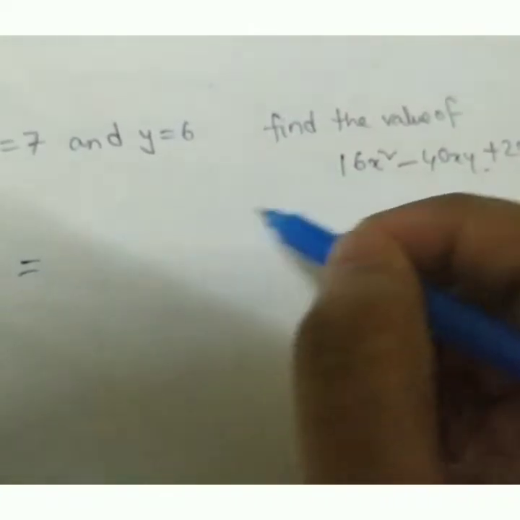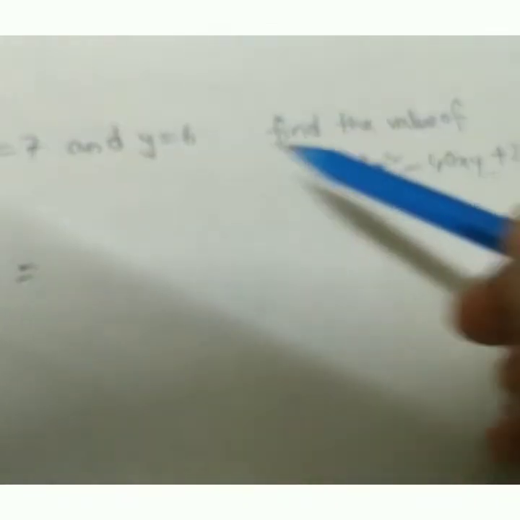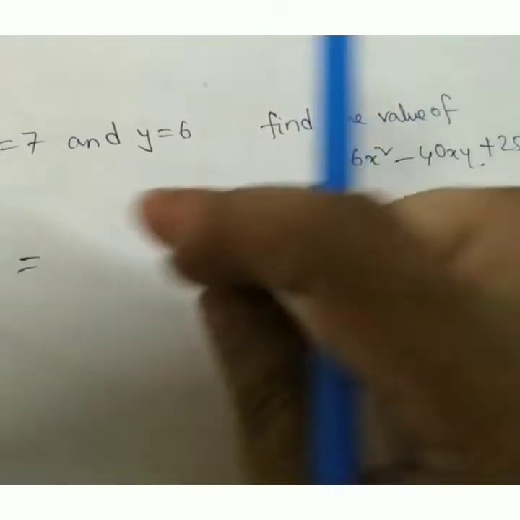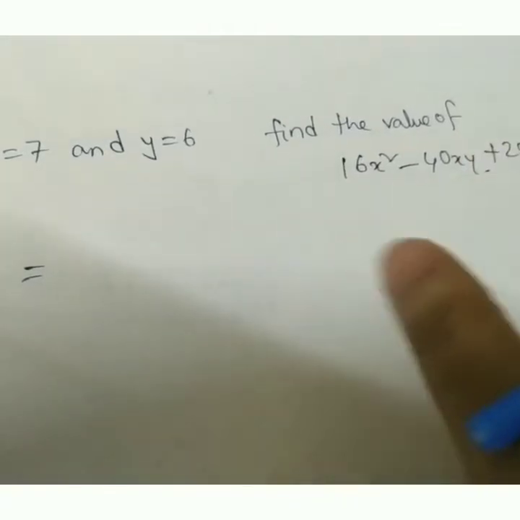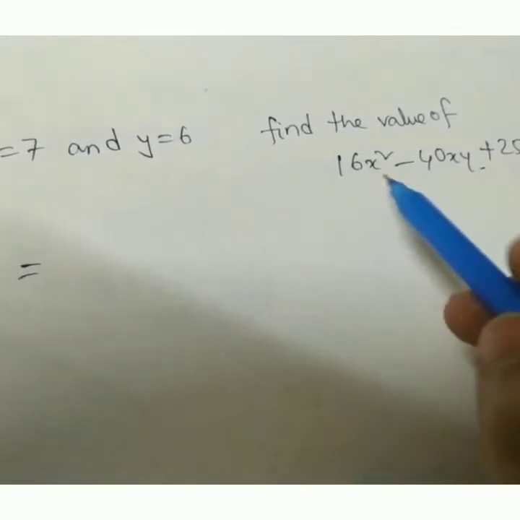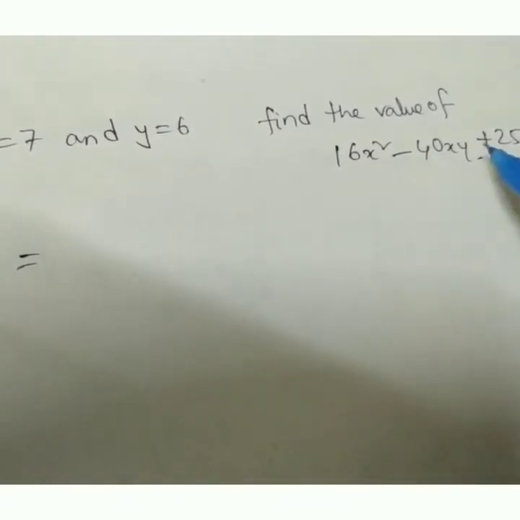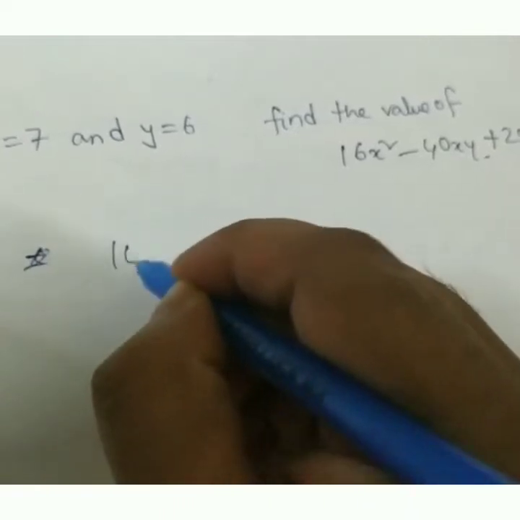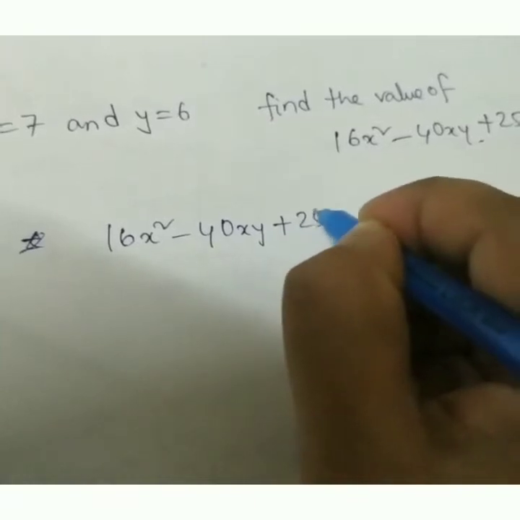So what normally we would do is just put the value of x and y, then we could find out. But if we directly put the values of x and y, the problem would become a bit larger. So what we can do is reduce this. Once we reduce this, we can easily put the values of x and y. So let's see, what is given over here? 16x square minus 40xy plus 25y square.